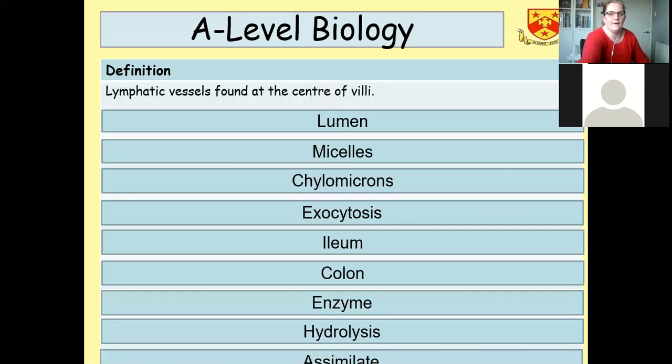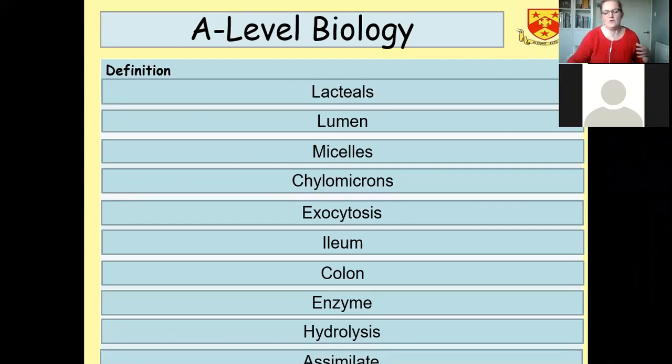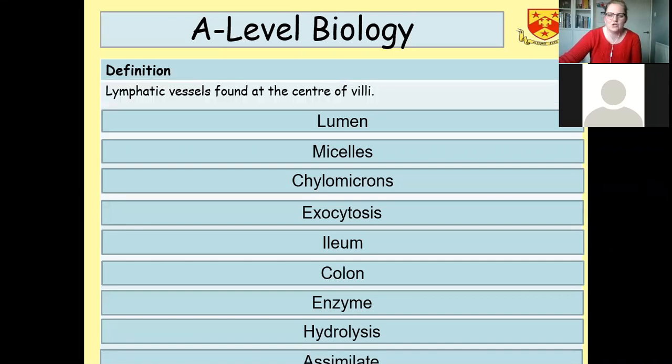So one of the keywords that we have to know is lacteals. Lacteals are the lymphatic vessels found at the centre of villi. So the lymphatic system is all to do with secretions of hormones and glands and enzymes and lots of different secretions. So they're vessels that are found at the centre of our villi in our small intestine.